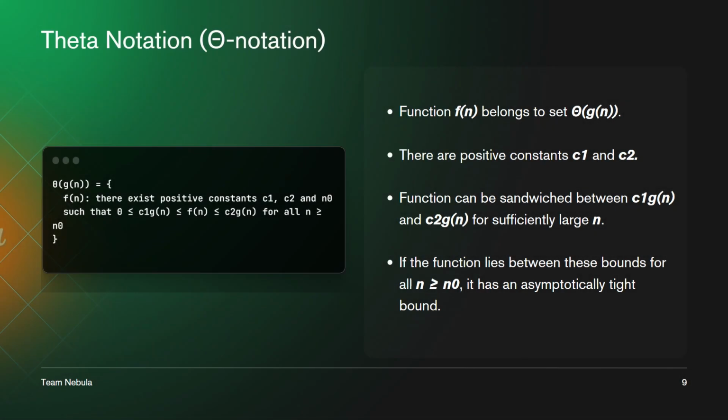The above expression can be described as: a function f(n) belongs to the set Theta(g(n)) if there exist positive constants c1 and c2 such that it can be sandwiched between c1·g(n) and c2·g(n) for sufficiently large n. If a function f(n) lies anywhere in between c1·g(n) and c2·g(n) for all n greater than n0, then f(n) is said to be asymptotically tight bound.